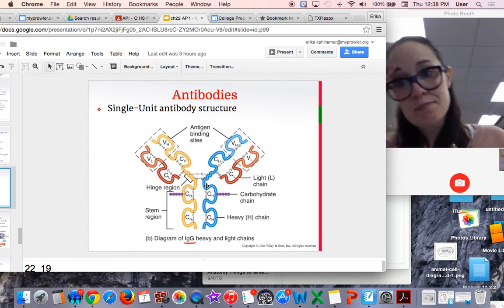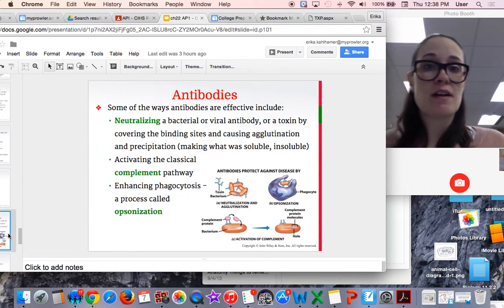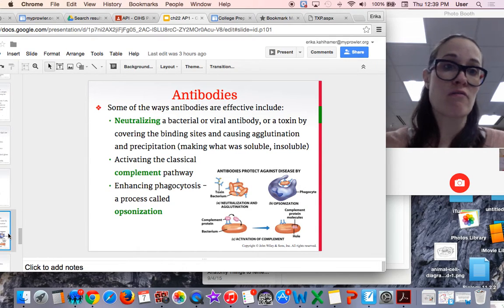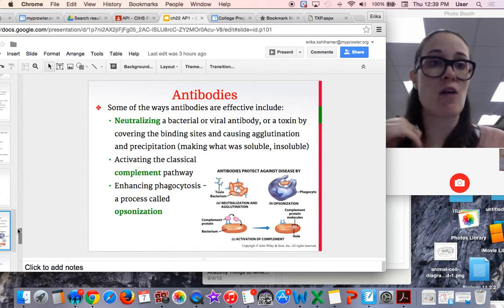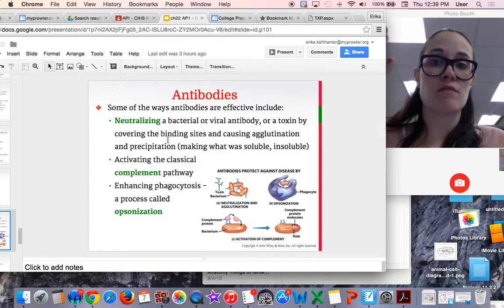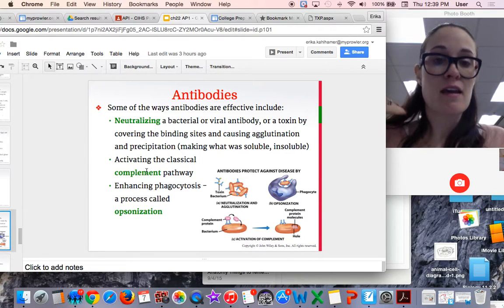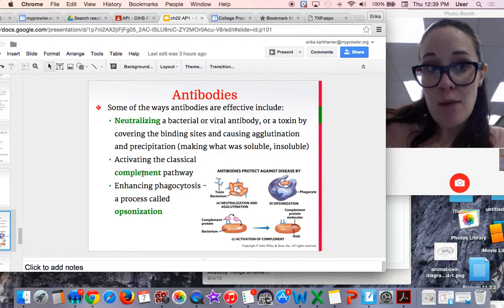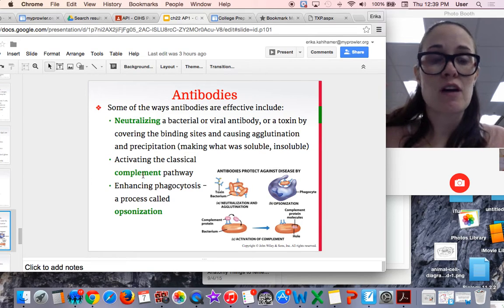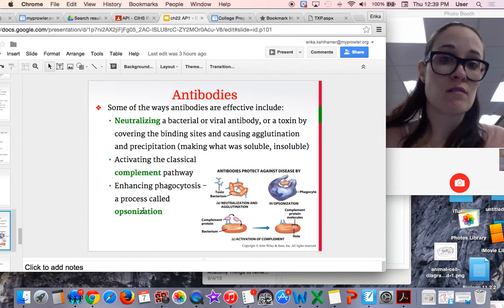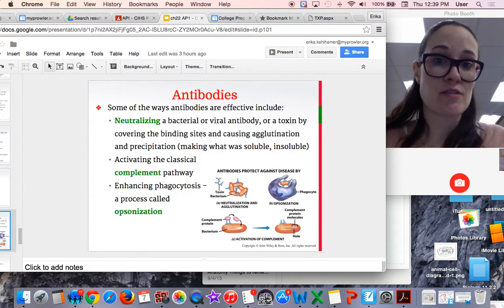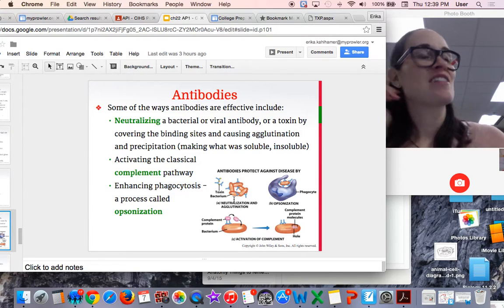How do antibodies destroy, or how are they involved in the adaptive immune system? How are they effective? They can neutralize, they can activate complement, something that's called complement, or they can help with opsonization. Here are the images of all 3 of those.